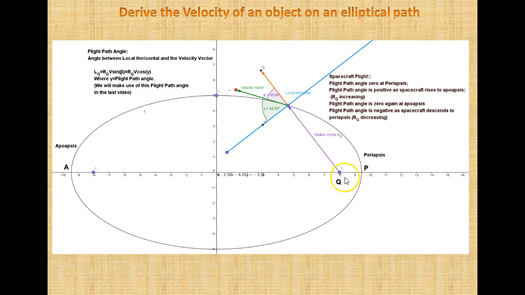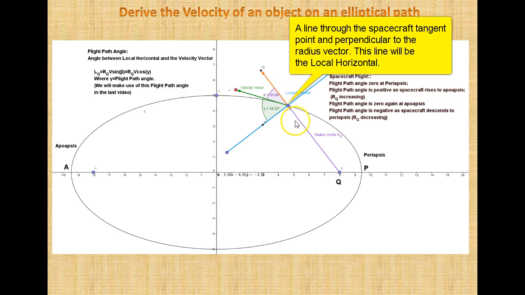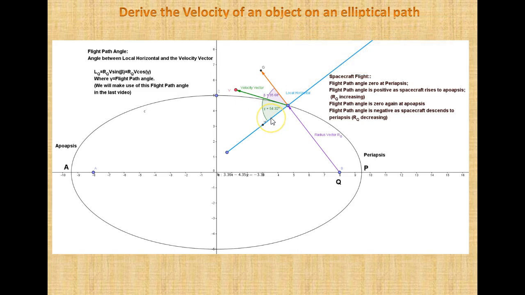Well, we know that our radius vector from point Q to the satellite, anywhere along the path, is called RQ. So our local horizontal is any line that is perpendicular to this radius vector, right here. Then from the local horizontal to the velocity vector is called the flight path angle. And angle beta is the angle between the radius vector, extended up here by this orange arrow, and the velocity.